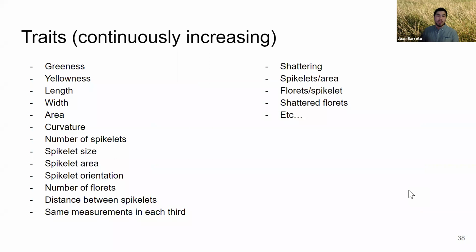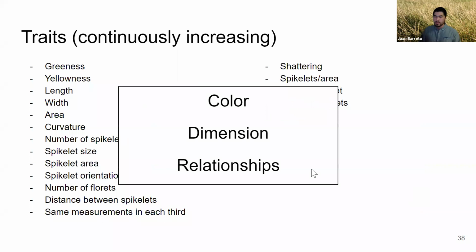The number of traits is also continually increasing. So instead of telling you all the traits that I'm going to measure, we can just summarize them as color traits, which tell us the amount or percentage of yellowness, greenness, and other colors within the spike and within structures. The dimension traits tell us the spike length, but also the branches and, in general, dimensional traits. Then there are relationship traits, which tell us the proportion of spikelets in, say, the middle part of the spike or in certain parts of the spike, what's the relationship to the length of the spike, and so on and so forth.